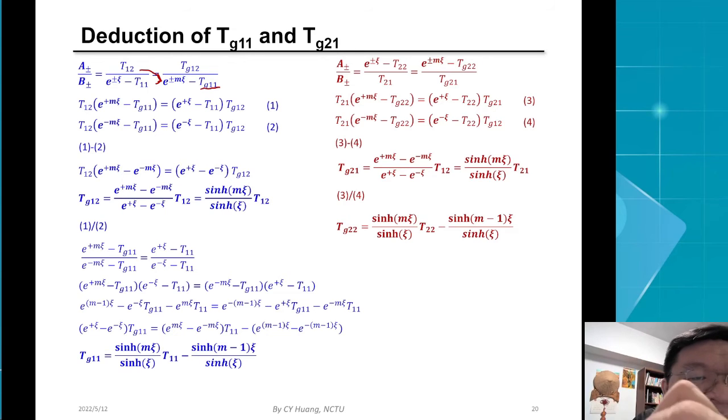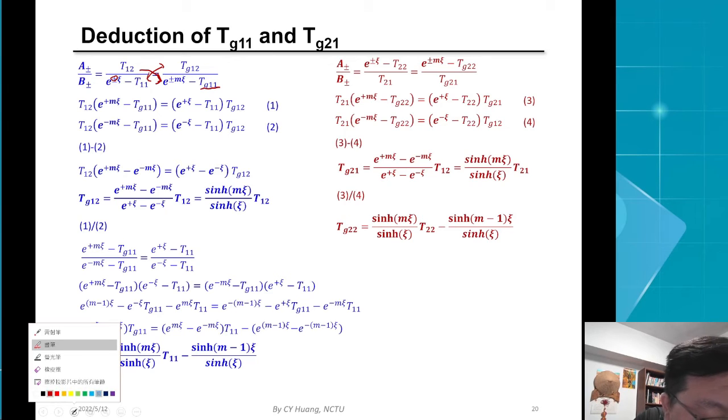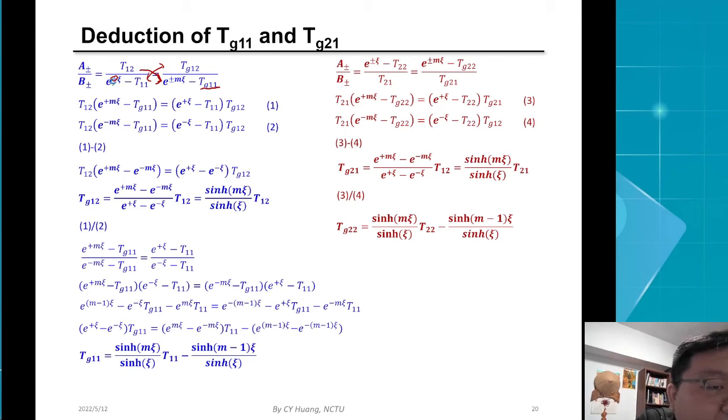Okay, so it should be equal to exponential plus. We're only taking the plus term times the TG12. Okay, so this is the first equation. Second, we repeat the same thing for the minus eigenvectors. Alright, so we also get an equation like here. We call this equation 1 and this equation 2.